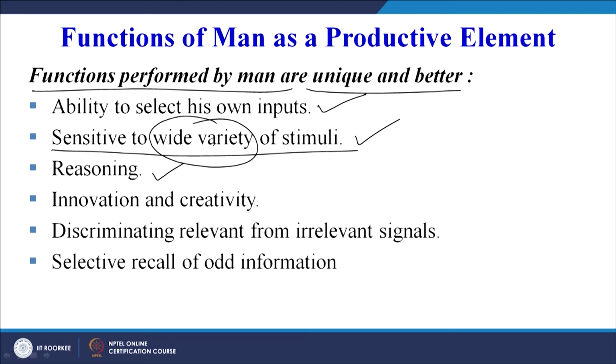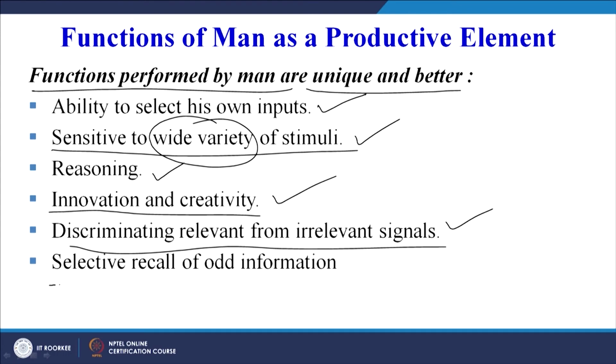Man can do reasoning, whereas the fully automatic systems will work as developed programs only. Man can have innovation and creativity, discriminating relevant from irrelevant signals, selective recall of odd information, or maybe this can be odd as well as old information, which may not be possible for a completely automatic system to retrieve, although these days the technology has developed to a very advanced level where this is also possible using the systems.